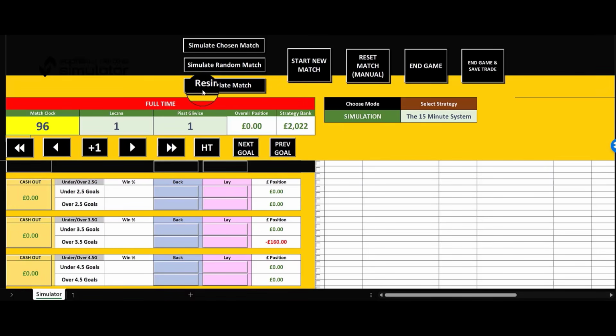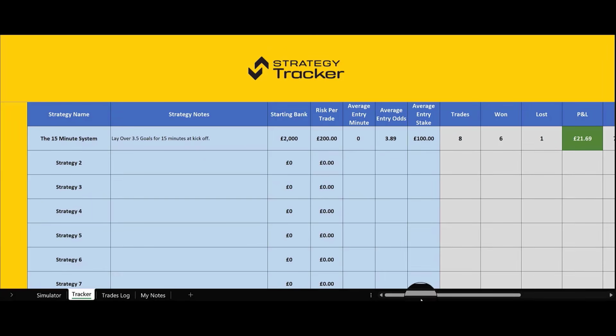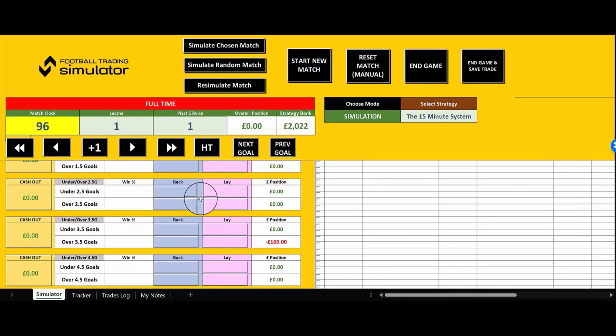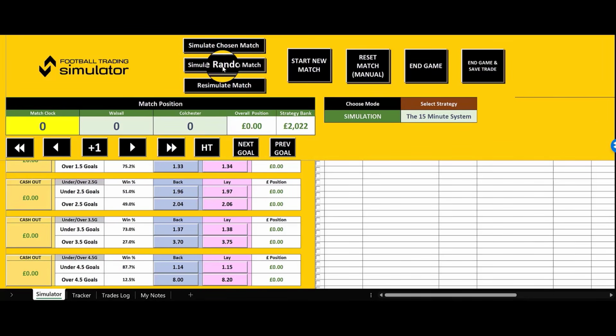Maybe let's have a look at the tracker. And it does look like it saved it. So we've done 8 trades. We've won 6, lost 1, and then there is 1 break-even trade, which was just that one right there. So that's very interesting, and it just shows everything's working fine with this simulator.